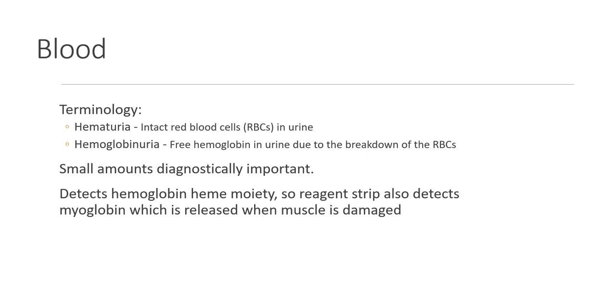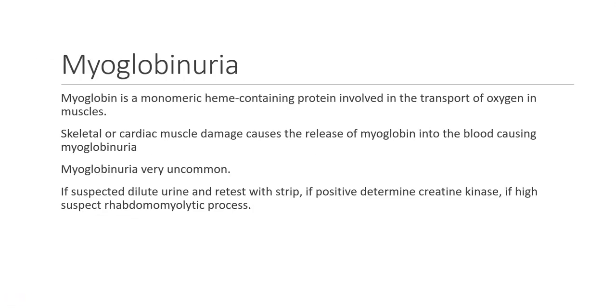The blood pad detects a hemoglobin moiety, so the reagent strips, in addition to hemoglobin, also detect myoglobin, which is a substance that's released when muscle is damaged. Myoglobinuria is myoglobin in the urine, and myoglobin is a monomeric heme-containing protein involved in the transport of oxygen in the muscles. Skeletal or cardiac muscle damage will cause the release of myoglobin into the blood, causing myoglobinuria.